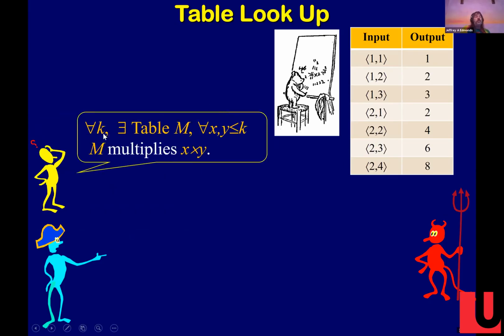So here's our first order logic statement. People who aren't taking 1090 with me, you did do a test 1 on this material, so hopefully you have some of it down. But if you don't follow the first order logic, then you have to holler. So here's a statement that says, for every k, if the adversary gives me some k, then I can build a table that can multiply all numbers that are at most k.